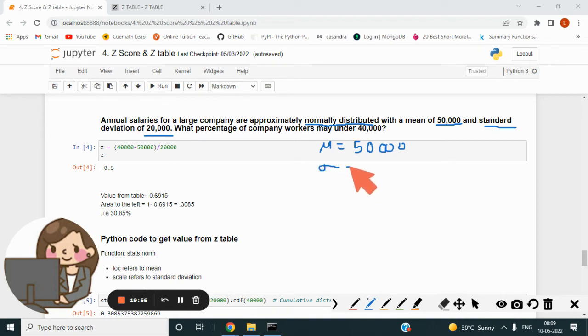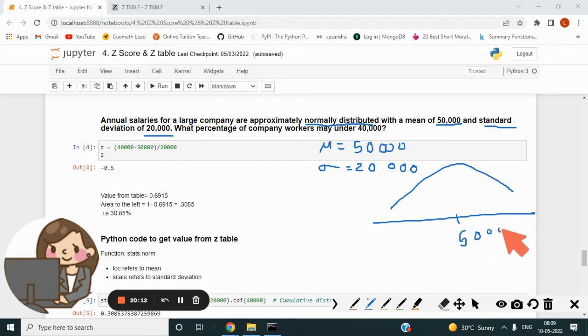So sigma, or the population standard deviation, is 20,000. Now, what percentage of company workers may be under 40,000? We'll just draw the graph and see. So this is the graph. Mu is 50,000, and with the standard deviation, this will be 70, this will be 90, and this will be 30.